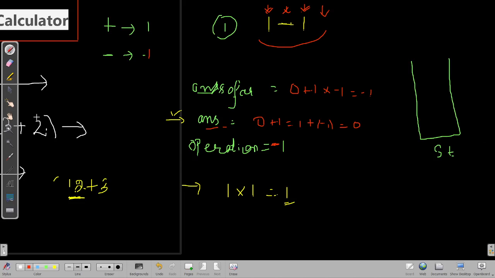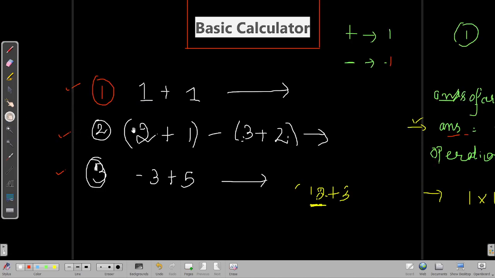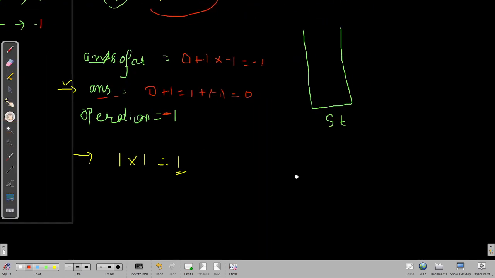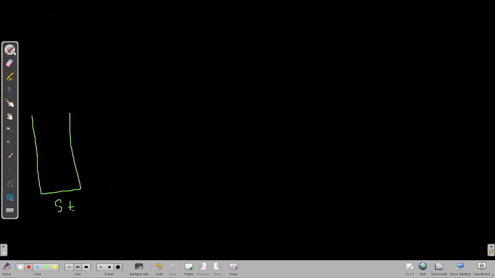Wait for that, we will move to this. So the first point, which is how we can calculate this, is clear. Now this point is clear. Now let's understand that part. So the part is 2 plus 1 minus 3 plus 2, whatever it is.